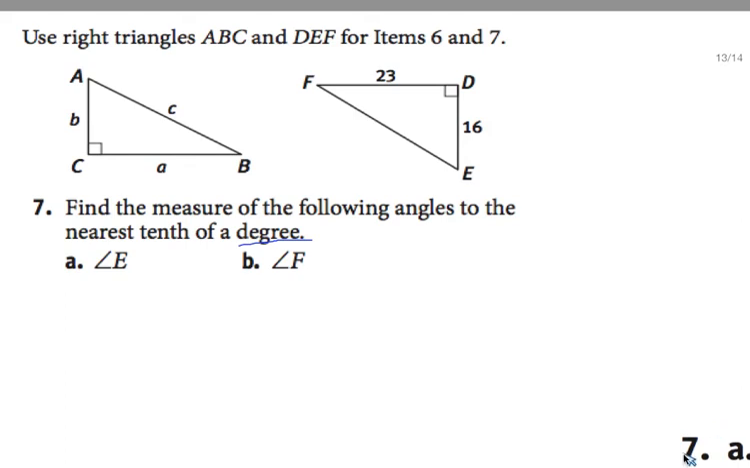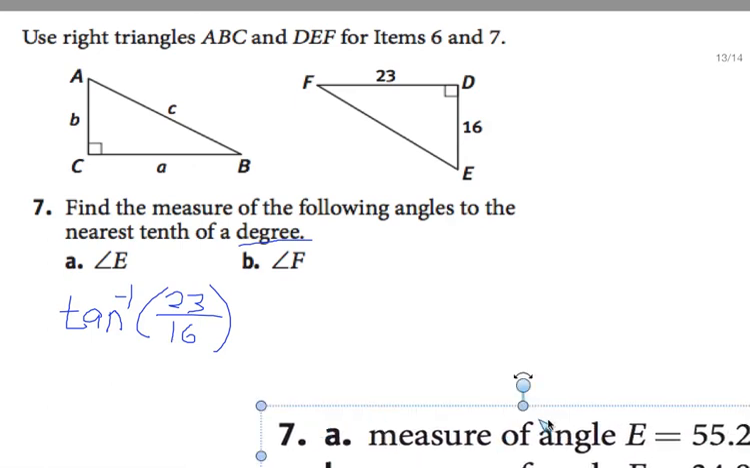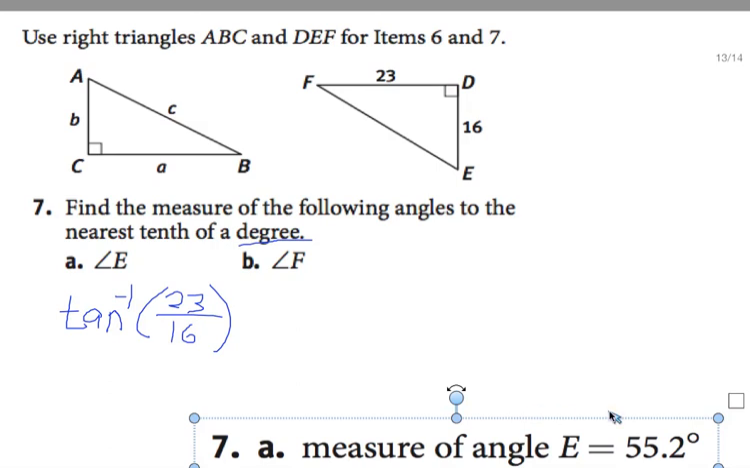Okay, let me see if they work out the problems or just give you the answer. No, they just give you the answers. So I'll show you how to set up the problems, and then I'll show you the answers. So for E, you're going to do inverse tangent of the opposite side, which is 23, divided by the adjacent side, which is 16. You plug that in the calculator and for 7a, your calculator would end up giving you 55.2 degrees.